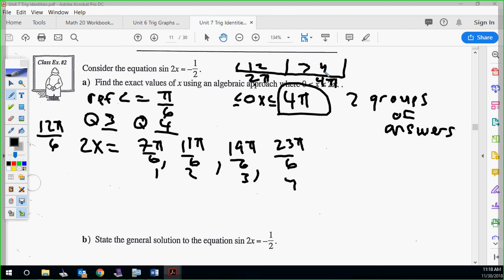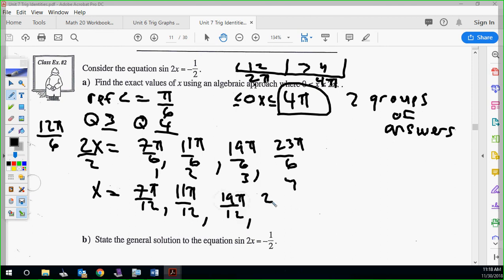Now the last thing, what are we solving for? X. So I can divide by 2 now. And so then x equals 7 pi over 12, 11 pi over 12, 19 pi over 12, and 23 pi over 12. And the cool thing again, 23 over 12 is slightly smaller than 2, so you're back in your normal spot where you should be.